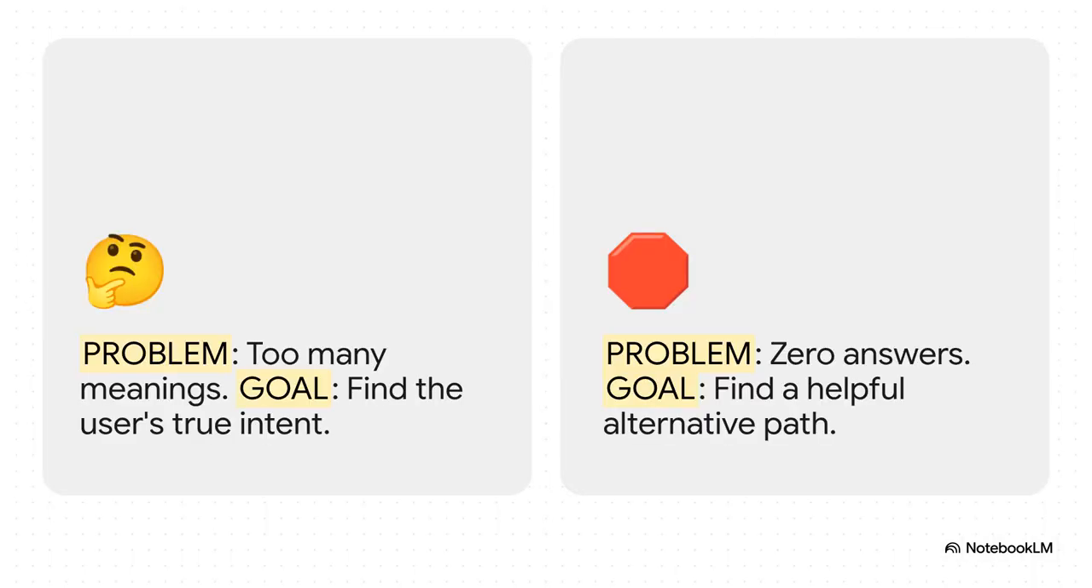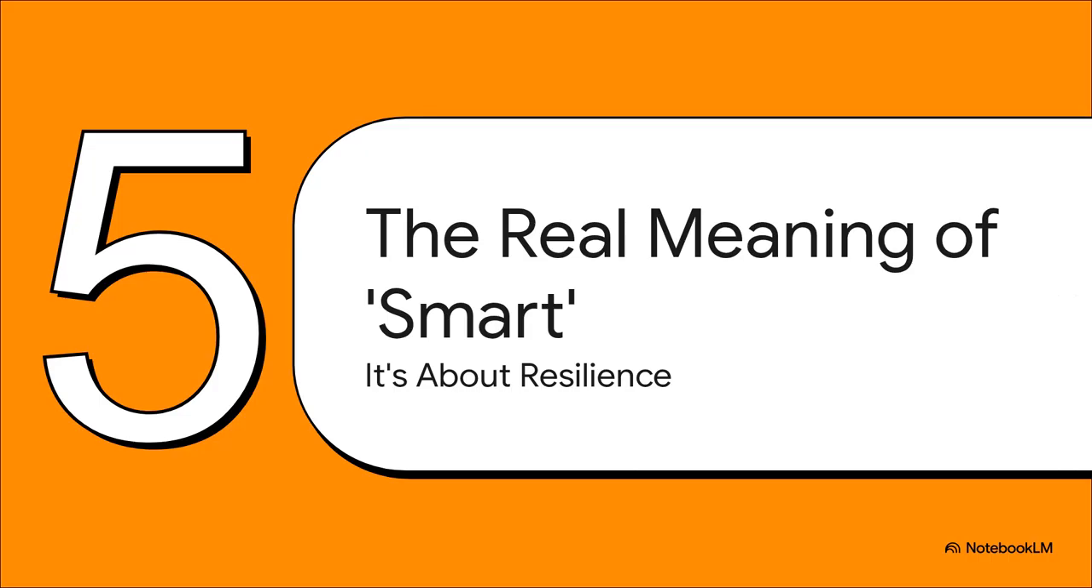So let's just put it all together. We've seen two big problems here. The first is ambiguity, when there are too many possible meanings. The goal there is to figure out the user's true intent. The second is failure, when there are zero good answers. And the goal in that case is to find a helpful alternative path, so you're never left stuck. When you start to see all of this together, it really changes how we should think about what makes an AI smart in the first place.